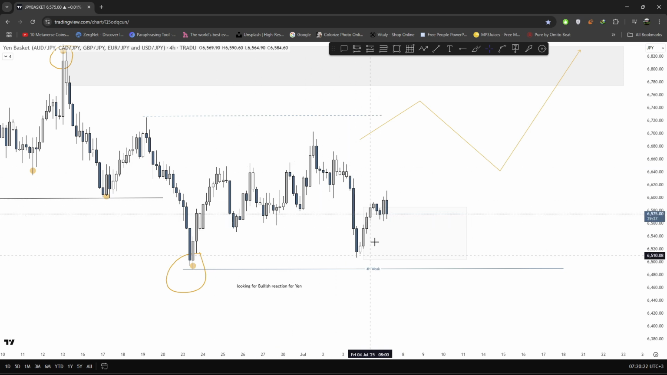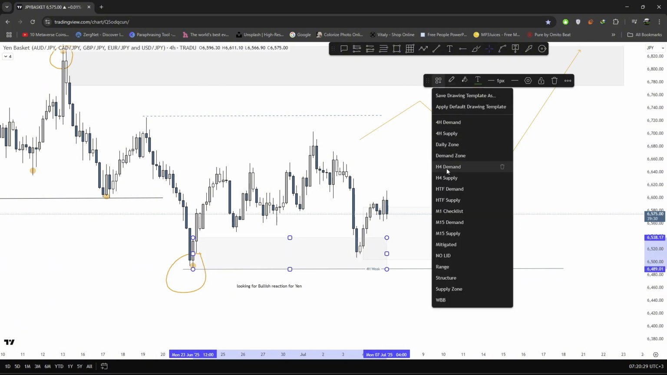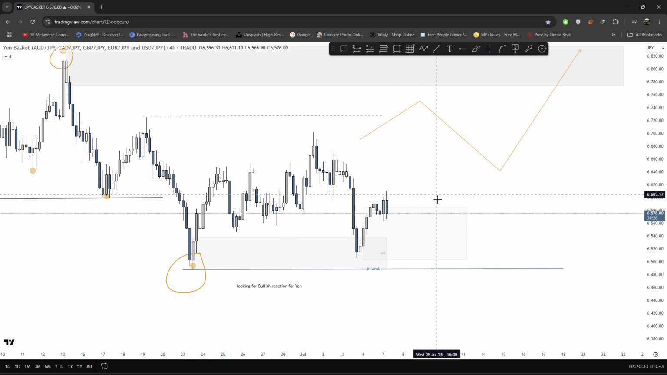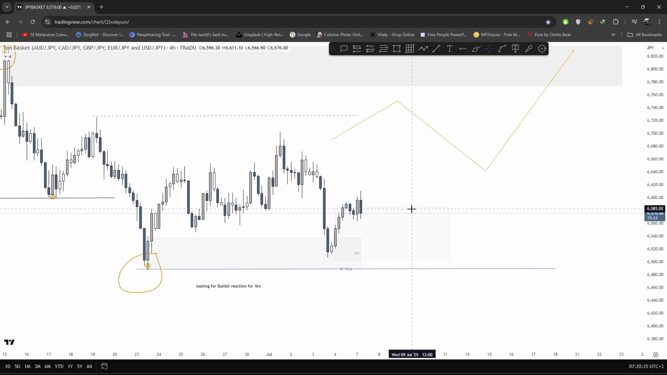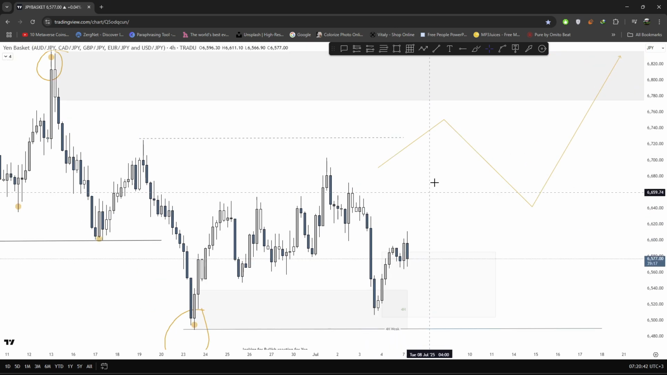We have come back to liquidate this remaining unmitigated zone right there on our 4 hour, and then we've reacted right off of that zone and continued on to the upside. So yeah, still bullish on the yen. So 65.20 is the zone we are at now.